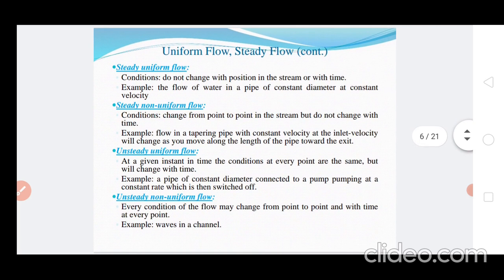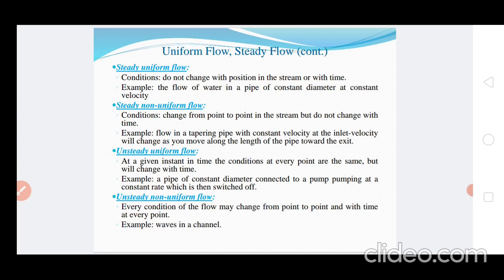Uniform flow and steady flow. Steady uniform flow. What is the condition of the steady uniform flow and what is the condition of the steady non-uniform flow? I am going to discuss. What is the condition of the steady uniform flow? Fluid or the flow does not change with position in the stream or with time.